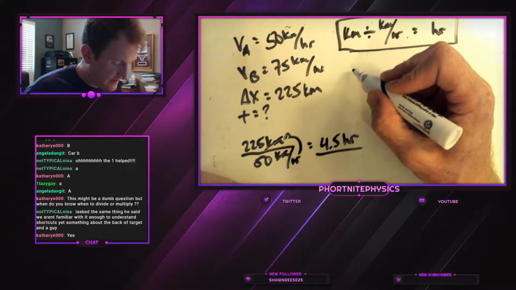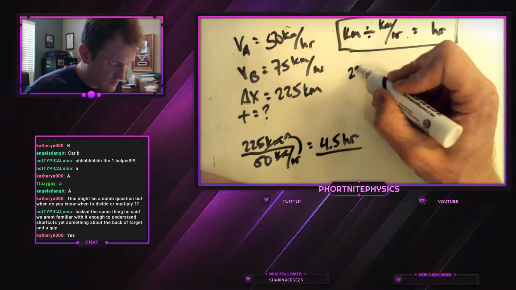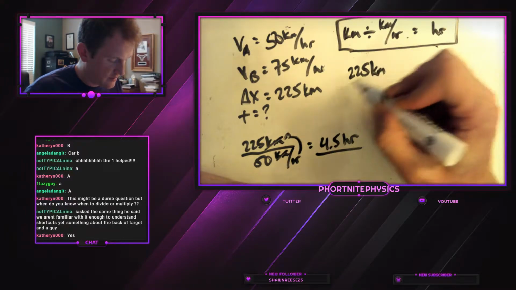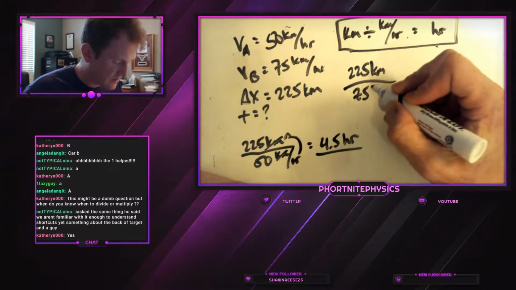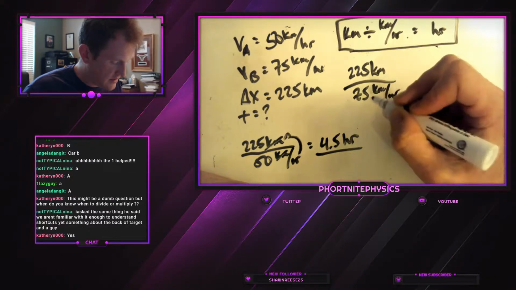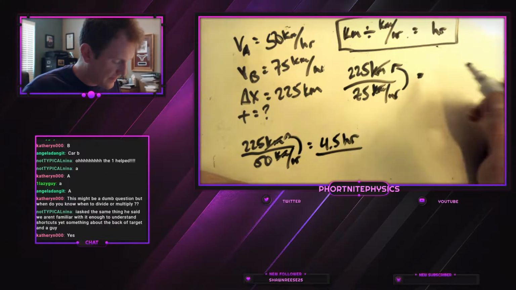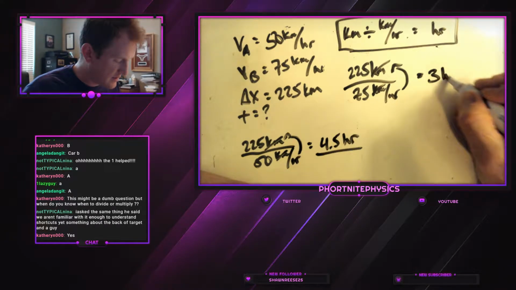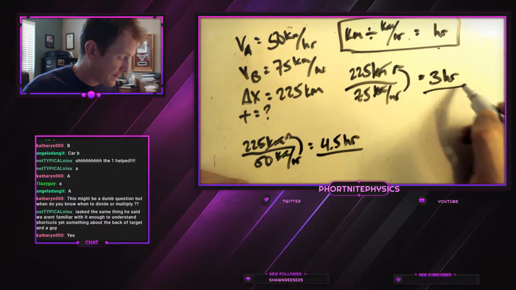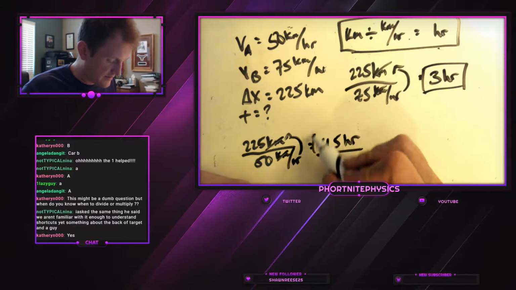Next one is 225 kilometers divided by 75 kilometers per hour. That K and that K cancel out, and that H moves up there, and we end up with 3 hours. Hey, there comes back that 3.